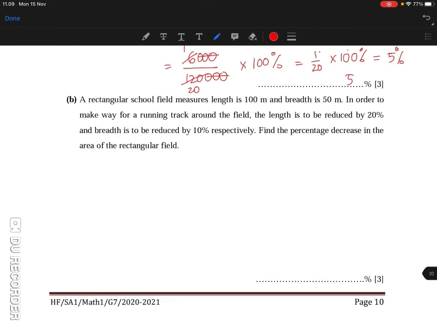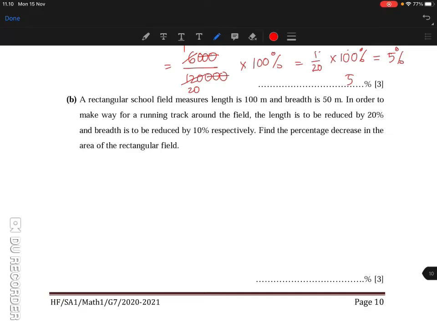A rectangular school field measures length is 100 meters and the breadth is 50 meters. In order to make way for a running track around the field, the length is to be reduced by 20% and the breadth is reduced by 10% respectively. Find the percentage decrease in the area of the rectangular field.